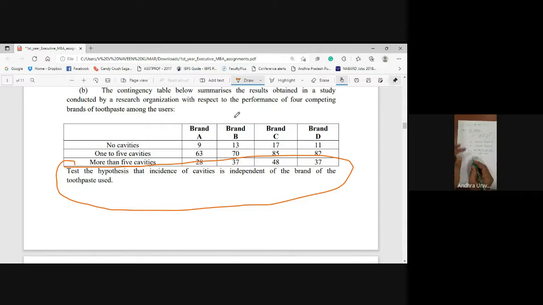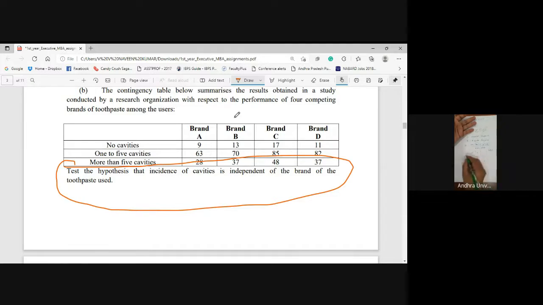Now look, first of all I will write the given question. 9, 13, 17, 11, this is the data, 63, 70, 85, 82, 28, 37, 48, 37. So this is the data. Now we have 12 observations. All these 12 are what we call observed frequencies. Now for this we need to find expected frequencies, so we need to get totals.